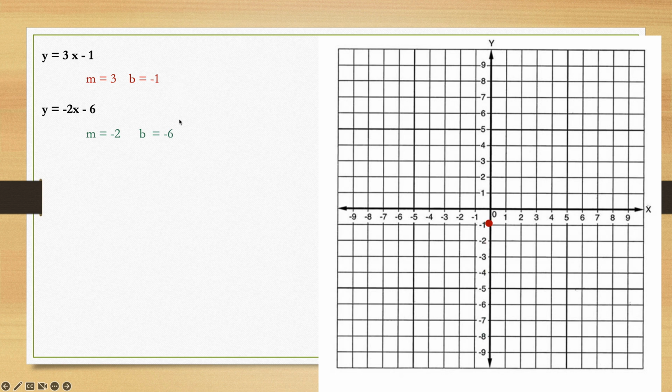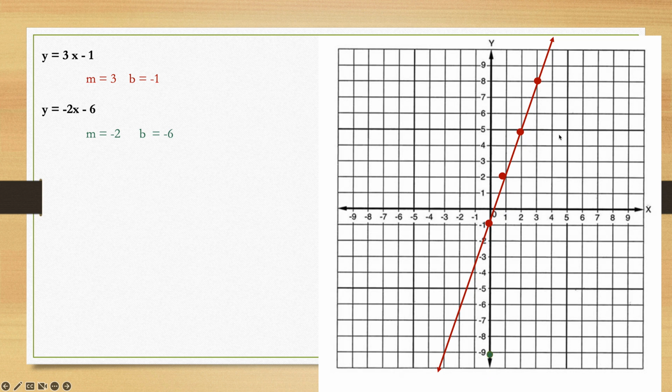So I begin at -1. Then I move up 3 because the slope is 3. So I'm going to move up 3 over 1. Then again, up 3 over 1, and then up 3 over 1 again. And look at that, I end up there. There's all my 3 over 1s. And connect the dot, there's my line drawn.